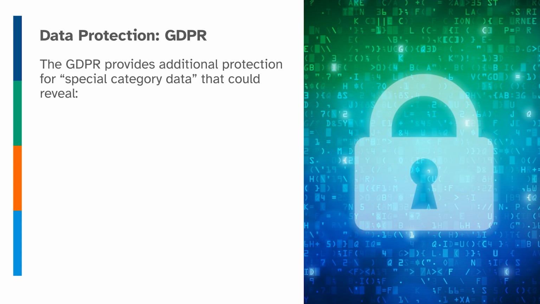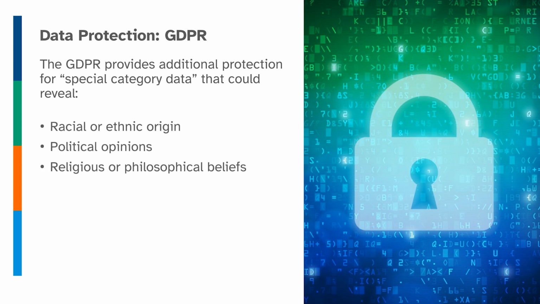The GDPR provides additional protection for special category data, which is sensitive data that could reveal a person's racial or ethnic origin, political opinions, religious or philosophical beliefs, trade union membership, or sexual orientation, with protections extending to the processing of genetic data, biometric data, and health data.